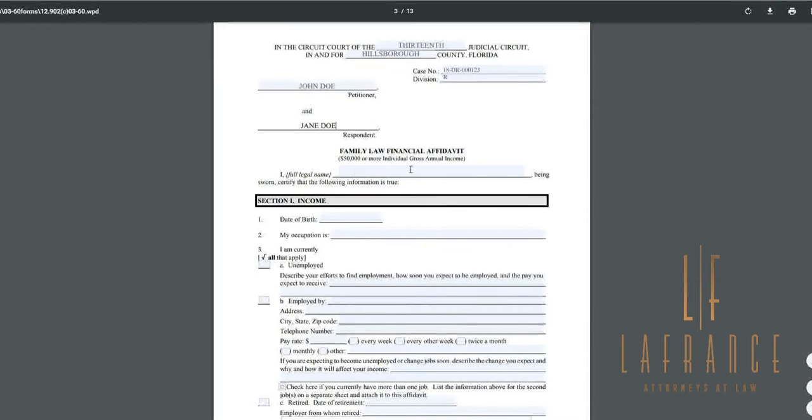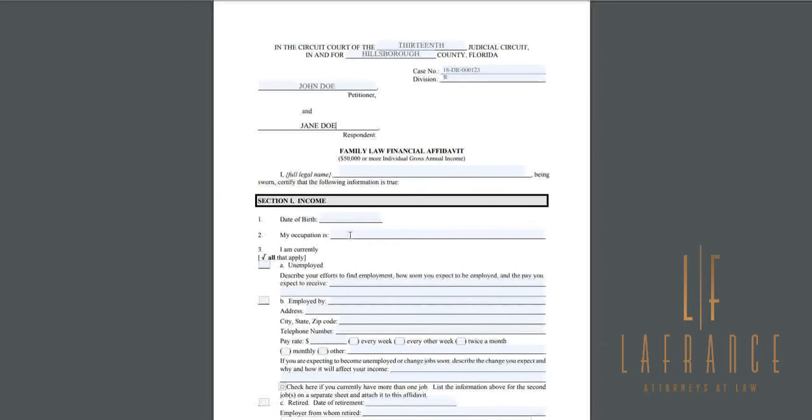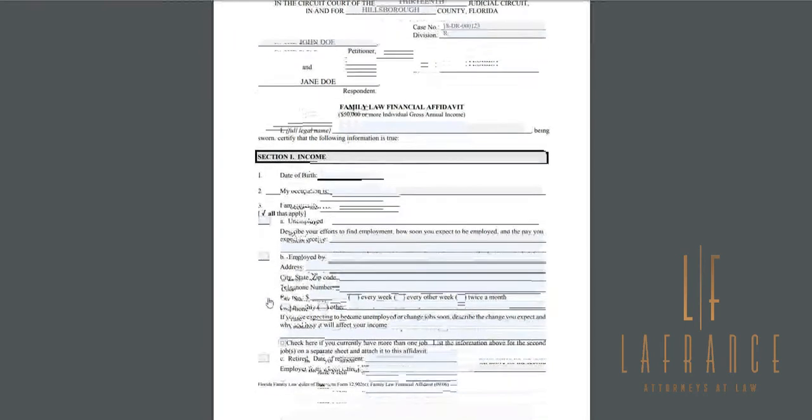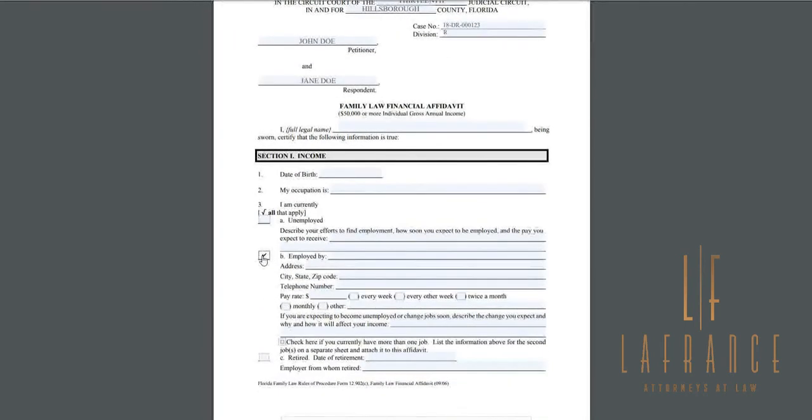Again, full legal name, whoever is completing this, the petitioner or the respondent, date of birth, what you do for a living, whether you're a teacher, doctor, whatever it might be, pilot. And then down here under currently, if you're employed, you're going to check this box, and then you're simply going to put down your employer's name, address, and other contact information.